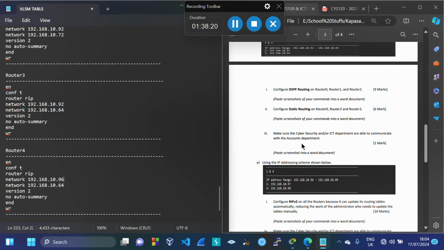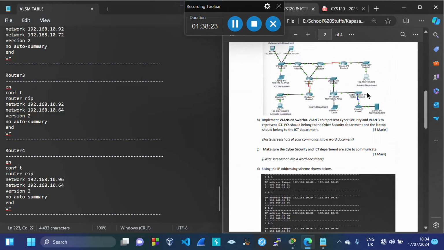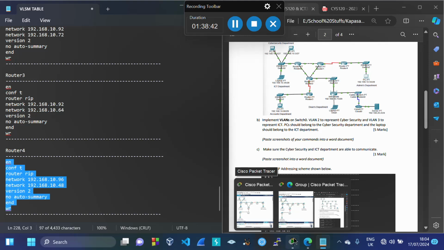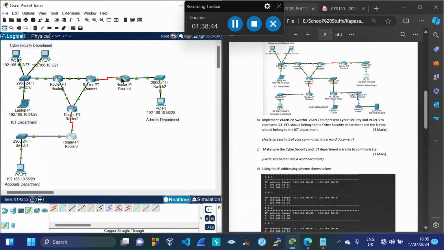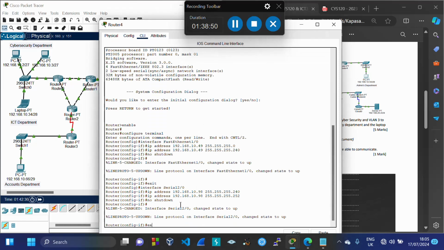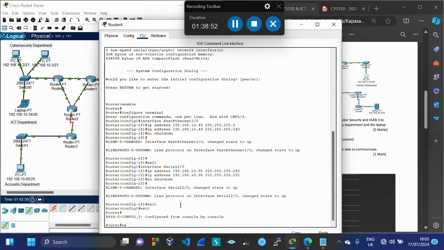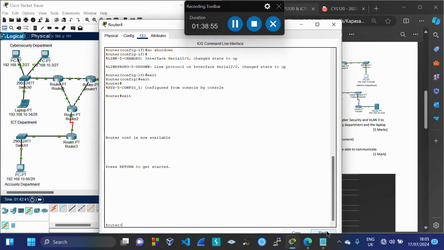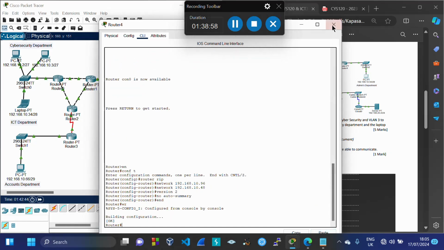We've broadcasted. And since router 4 is connected to the admin's department, that means this was 48. That's the network, because 49 was the default gateway and 50 for this PC. So 48 was their network. So I just need to broadcast this. So we paste the commands into the command line interface for router 4. I'll be exiting this, I don't want it. Then we paste like that. Done.